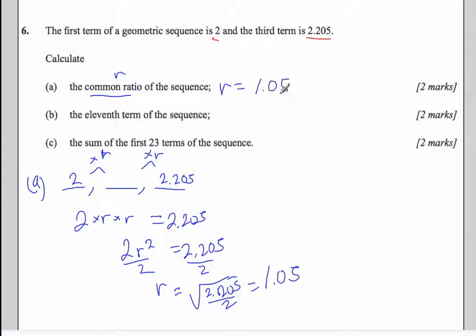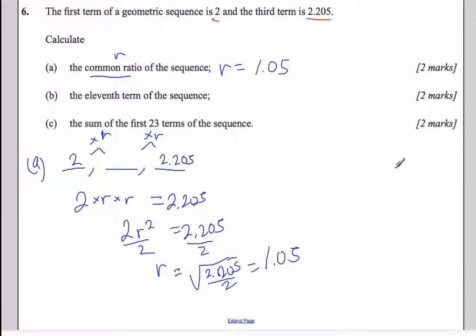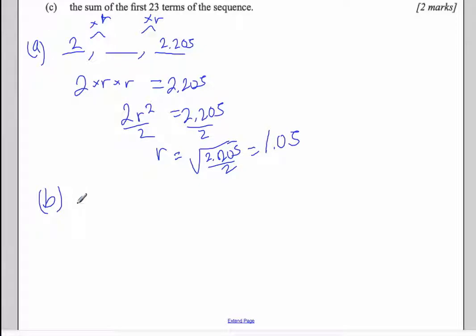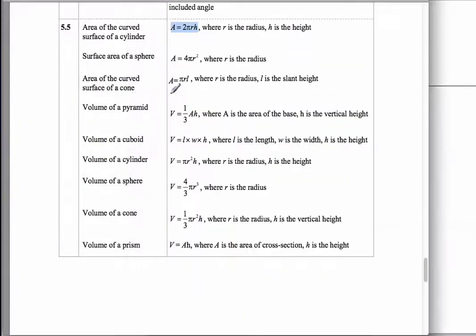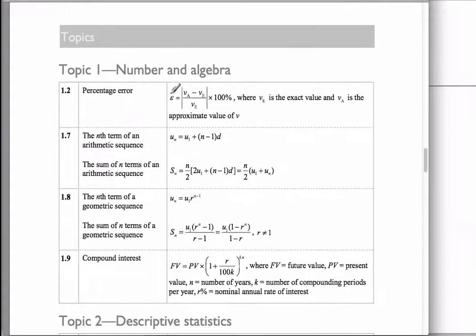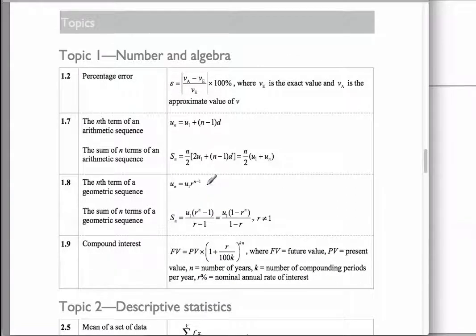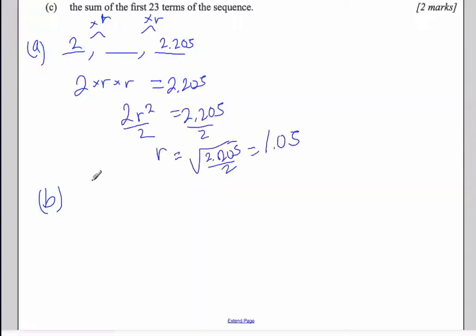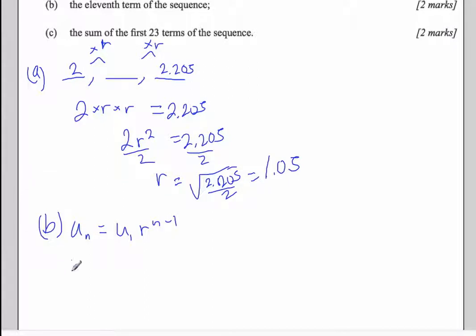Okay, r is 1.05, the 11th term of the sequence. So let's use the formula for geometric sequence from the formula booklet. From the formula booklet, we have un equals u1 times r to the power of n minus 1. And we are asked to find the 11th term of the sequence. That's u11 equals u1, which is 2, the first term. r is 1.05. And to the power of 11 minus 1. So that's just 2 times 1.05 to the power of 10.